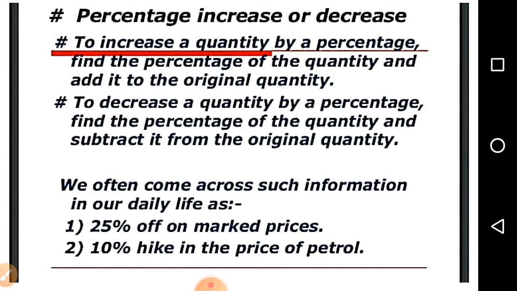Now next is to decrease a quantity by a percent. For example, again if the price is decreased by 2% or 5%, right? So you have to find 2% of whatever original price is given in the question, and that much you have to subtract from the original value, because this is percentage decrease. So we have to subtract it from the original quantity.